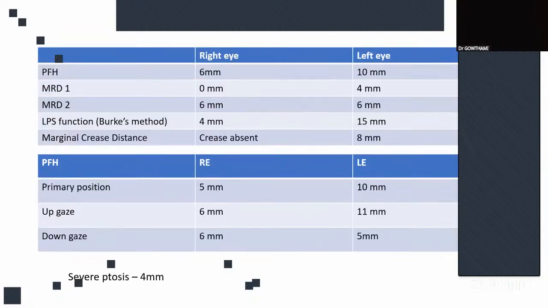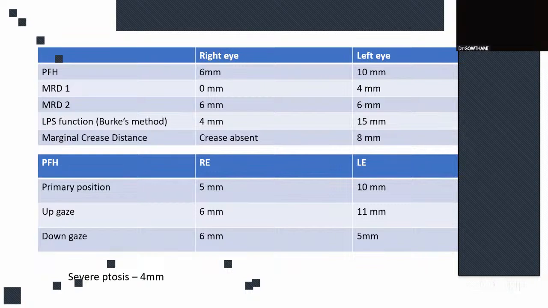Coming to ptosis proper, examination of right eye. Palpebral fissure height is 6 mm and the marginal reflex distance 1 is 0 mm and marginal reflex distance 2 is 6 mm. By Berke's method, levator palpebrae superioris function is 4 mm and marginal crease distance is absent. Palpebral fissure height in primary position, right eye is 5 mm. In up gaze, it is 6 mm and down gaze 6 mm.